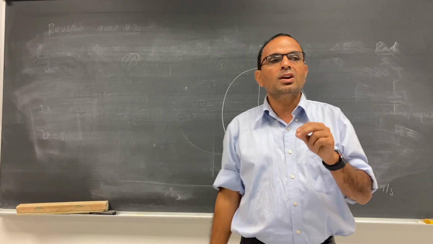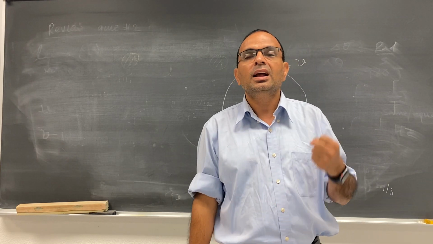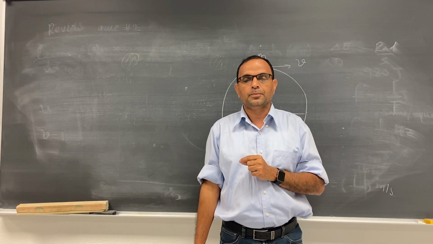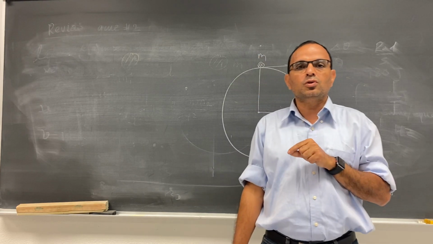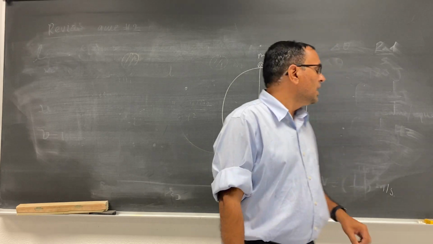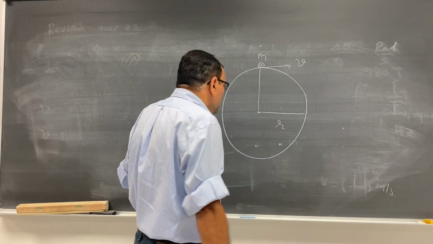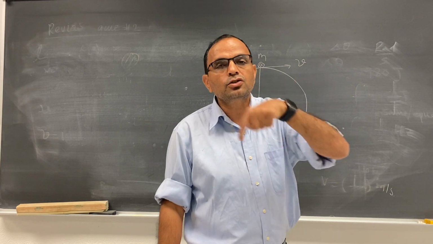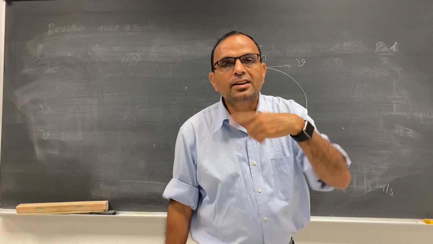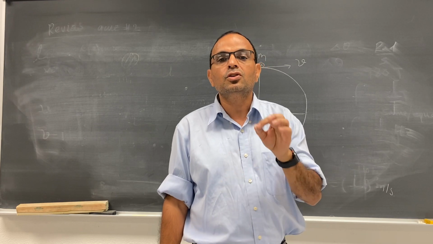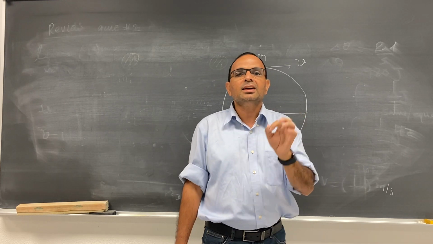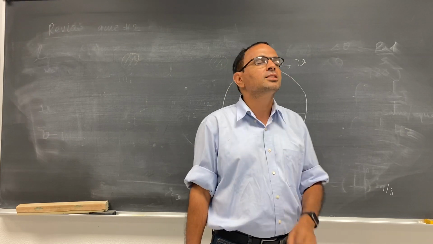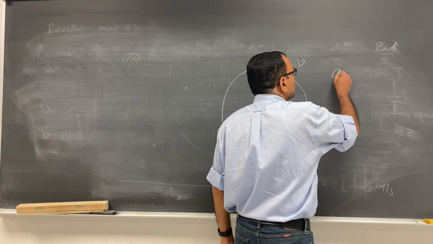And that force is called the centripetal force, and the centripetal force is always pointing toward the center of the circular path. And if the object is moving in a circular path, the direction is continuously changing. That means the object is accelerating, and that acceleration is pointing toward the center of the circular path. And that acceleration is called the centripetal acceleration.